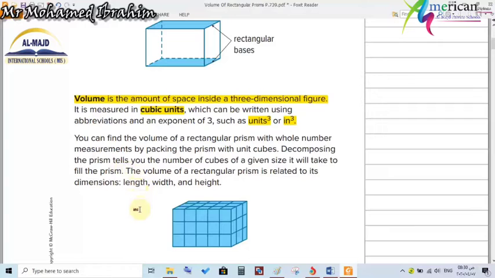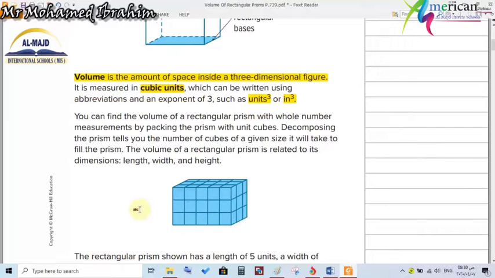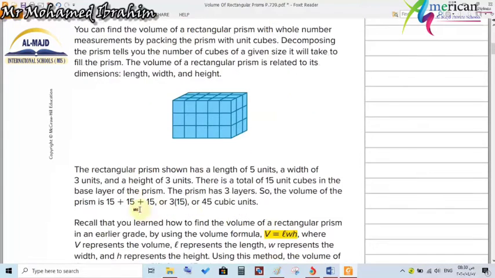Actually, the best method is what? Excellent, is to use the rule. I will teach you the rule now. Volume equals length times width times height. Length times width times height.